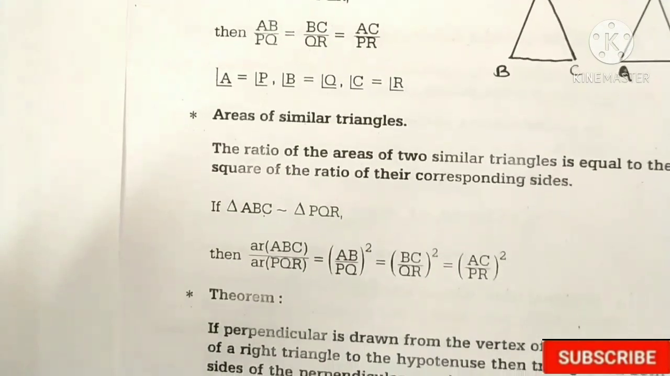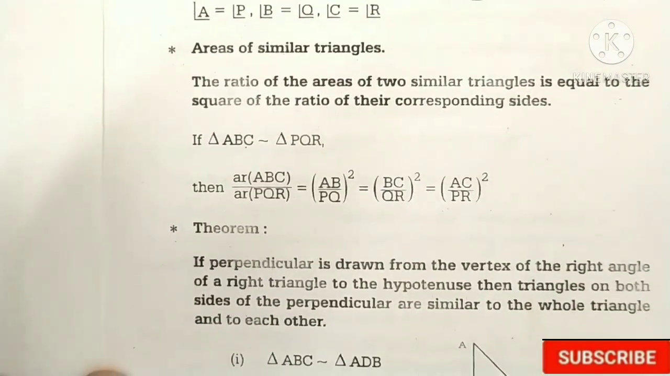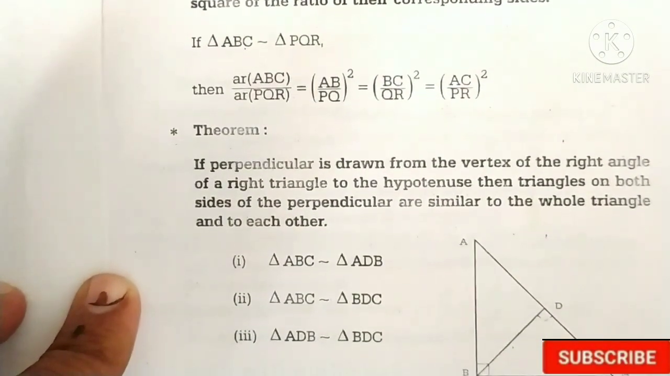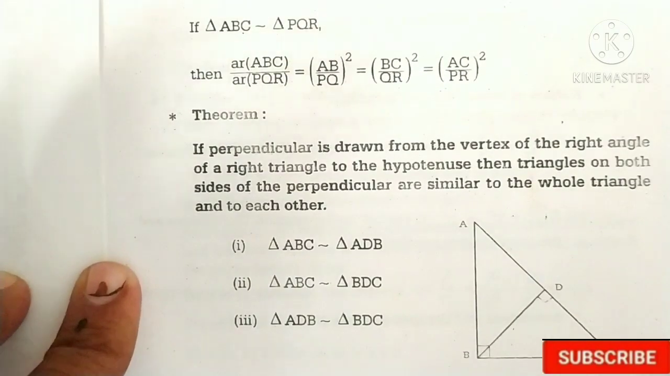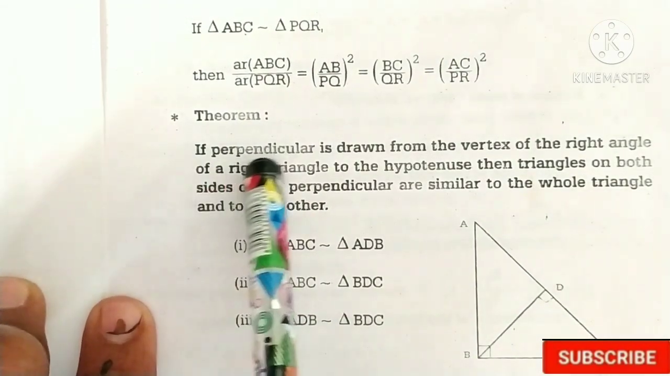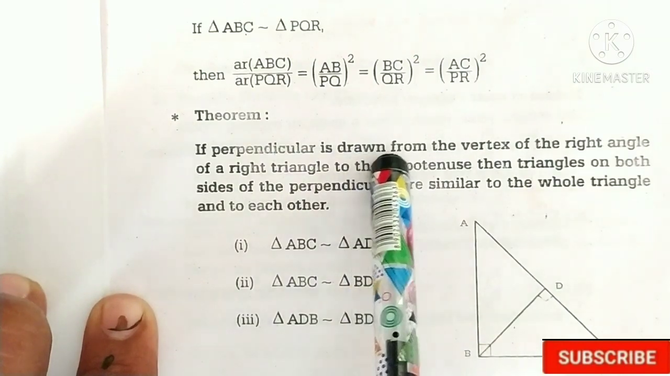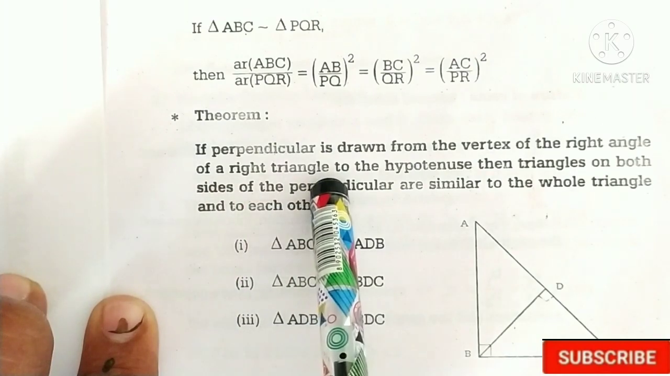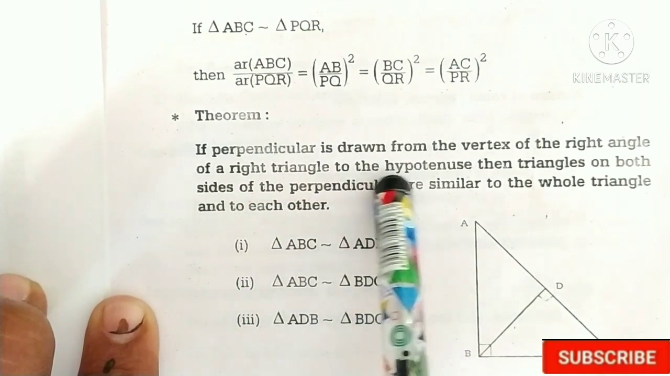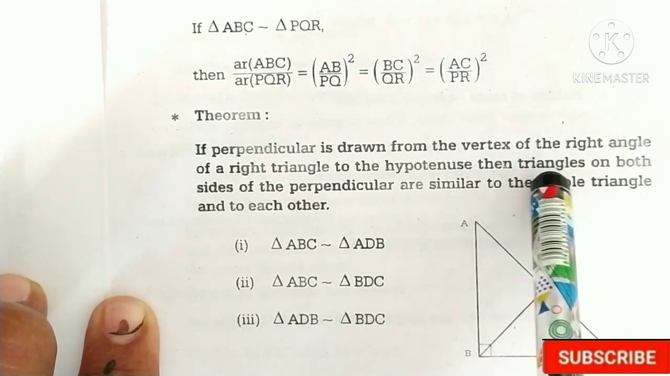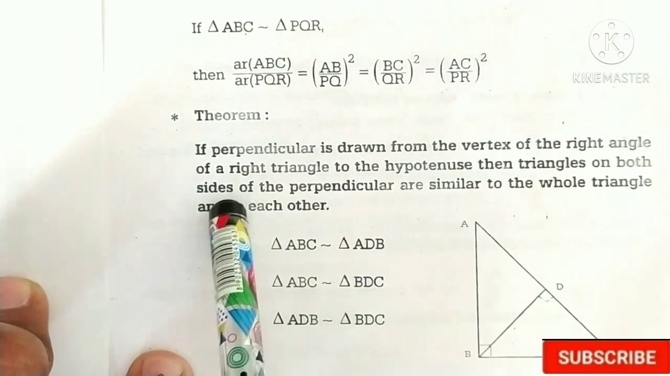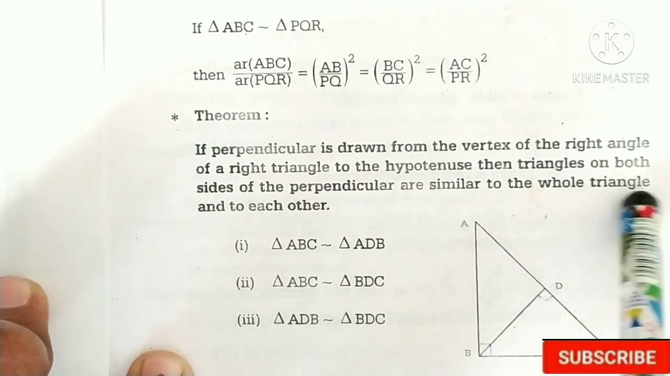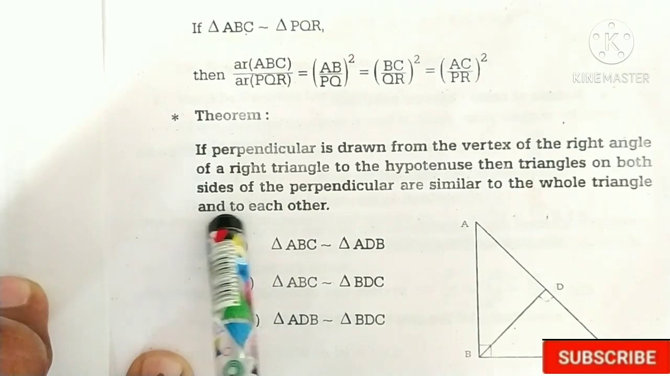Next we'll go to the theorem on the perpendicular to the hypotenuse. If a perpendicular is drawn from the vertex of the right angle of a right triangle to the hypotenuse, then triangles on both sides of the perpendicular are similar to the whole triangle and to each other.